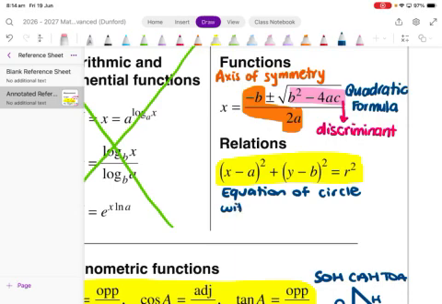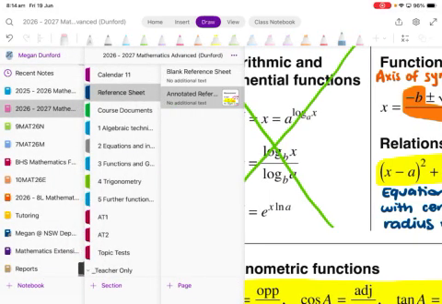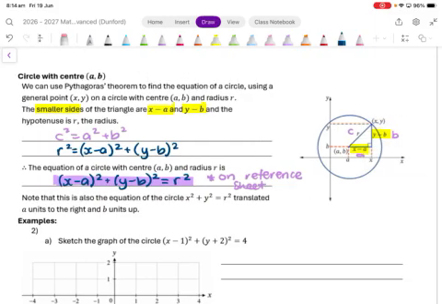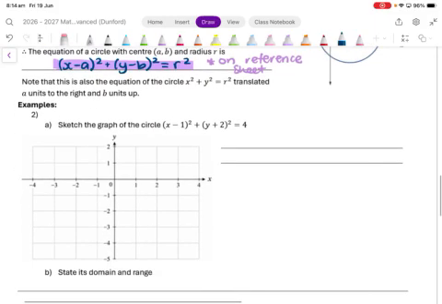With centre (a, b), radius r. Okay, if we had a centre of 0, 0, that means our a is 0, our b is 0. We can still use that formula for our equation of a circle if we forget as well. Okay, so that is on our reference sheet and we can annotate our reference sheet.